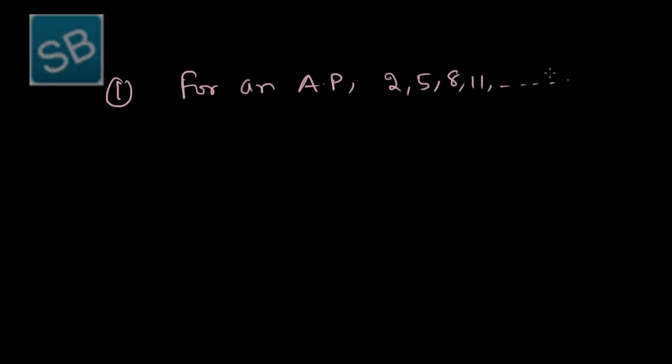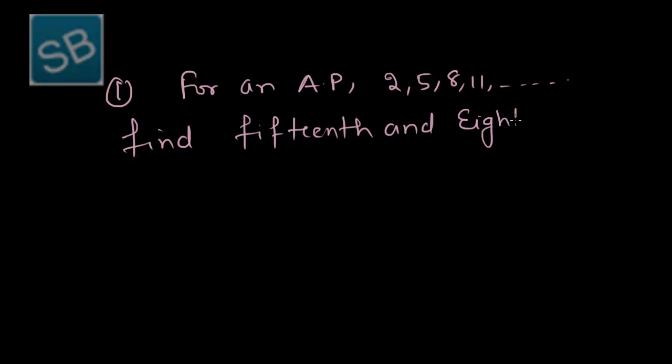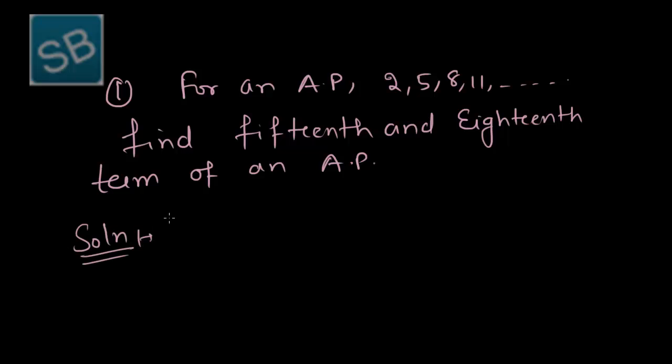Now we will do problem based on AP. So the problem is: for an AP, that is 2, 5, 8, 11, and so on, find the 15th and 18th term of an AP, that is arithmetic progression.